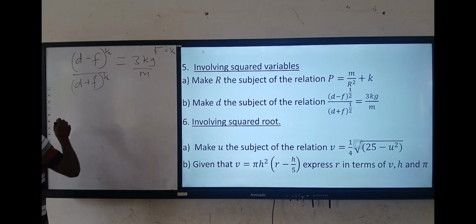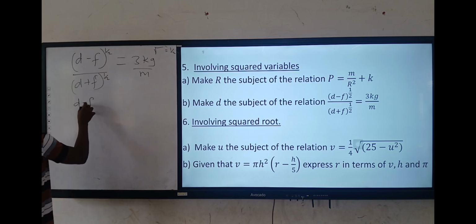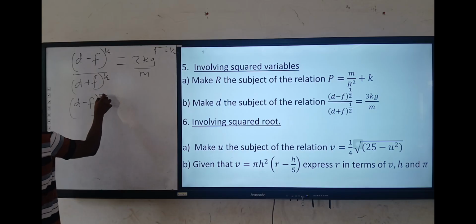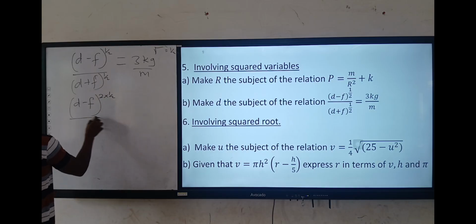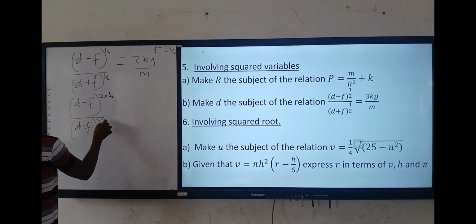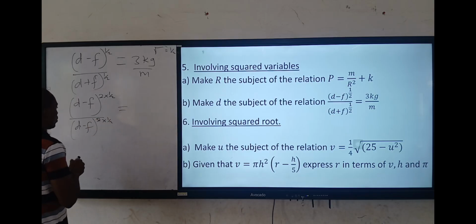So when you take a square here, that will be over, so we are taking a square on both sides.